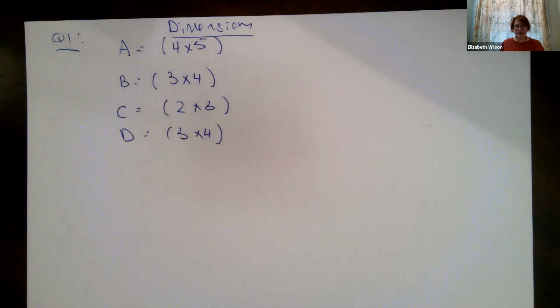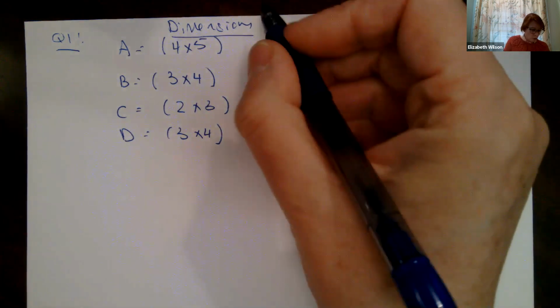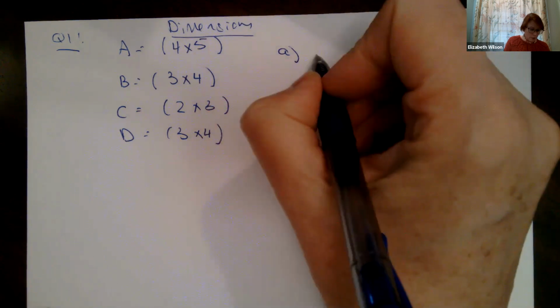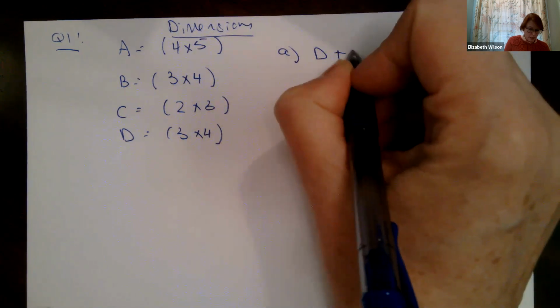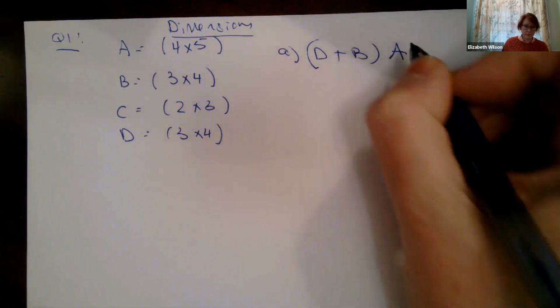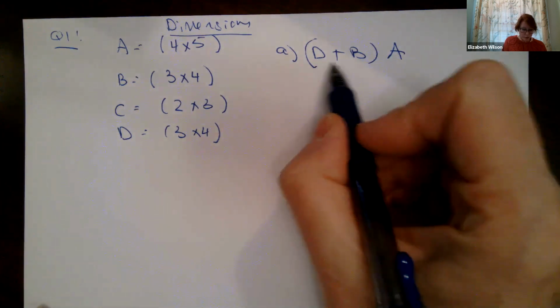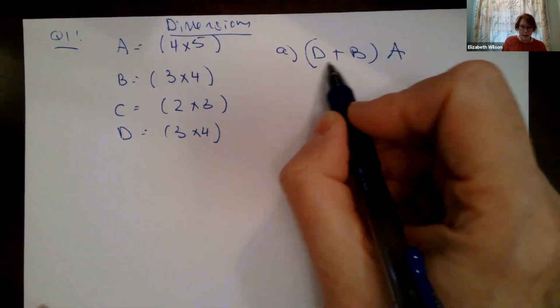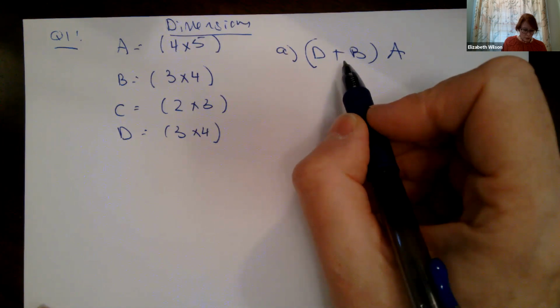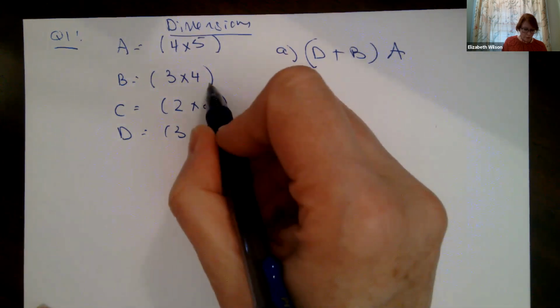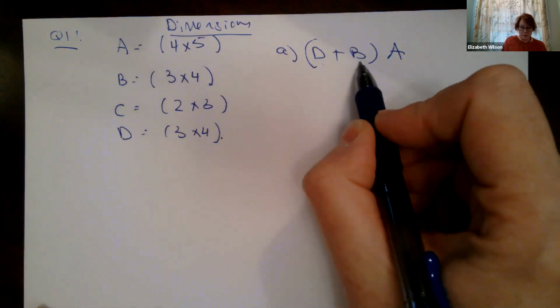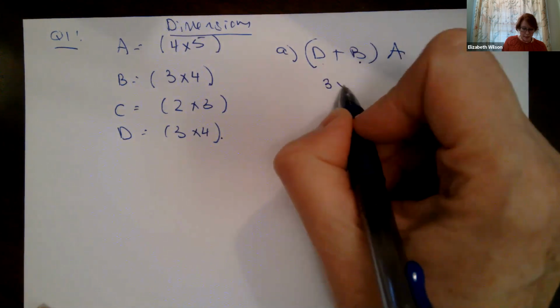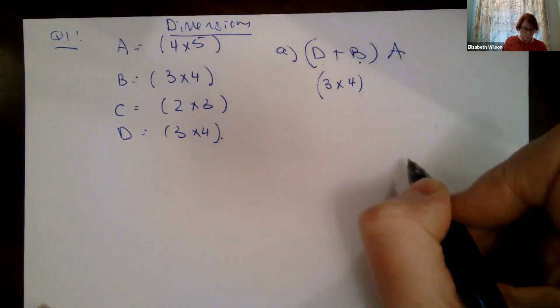Then you're asked, can you do these different types of procedures? Question A said, can we do D plus B times A? The first thing I'm going to do is D plus B. D and B have to be the same dimension. So 3x4 and 3x4. D and B are the same dimension, which means when I add them, I'm going to get the same dimension.